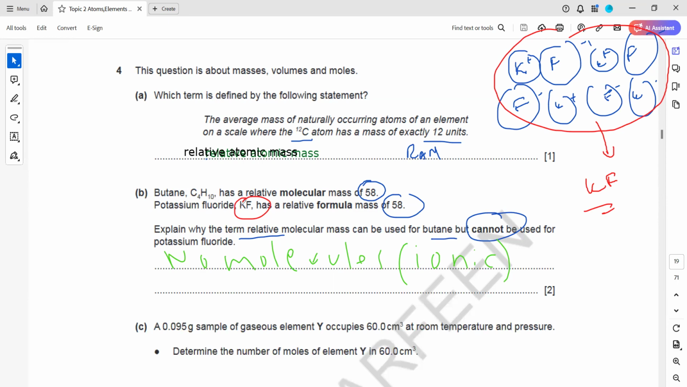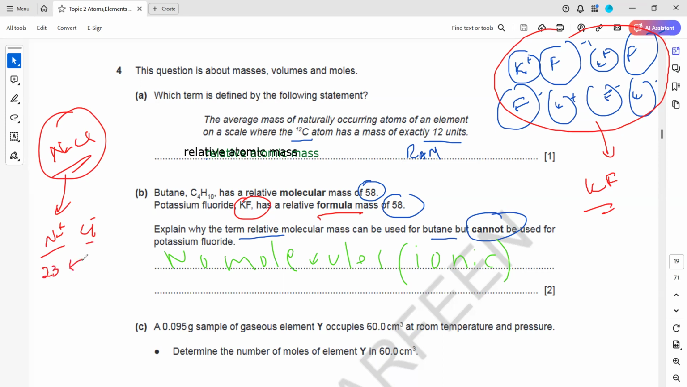So why do we say potassium fluoride has a formula mass rather than a molecular mass? Because it has a giant structure, which shows that the ratio between potassium and fluorine is 1:1. All ionic compounds have a giant structure. That's why when we say NaCl, it is not showing one sodium and one chloride. It shows the ratio between sodium and chlorine in the lattice is 1:1.